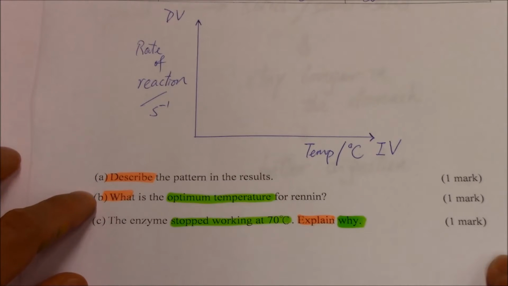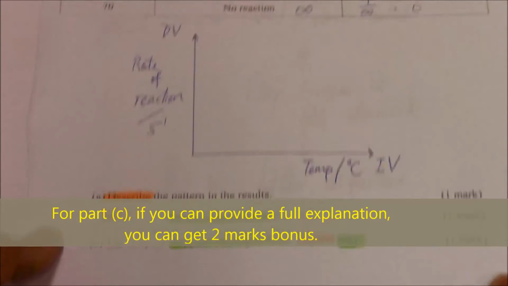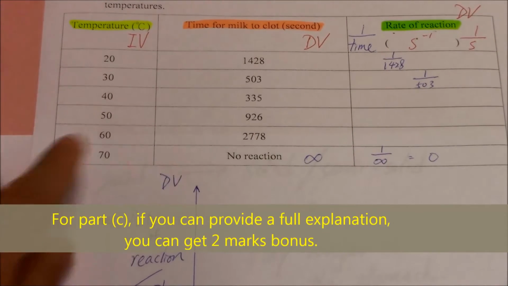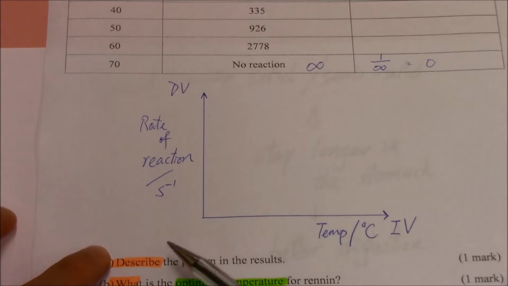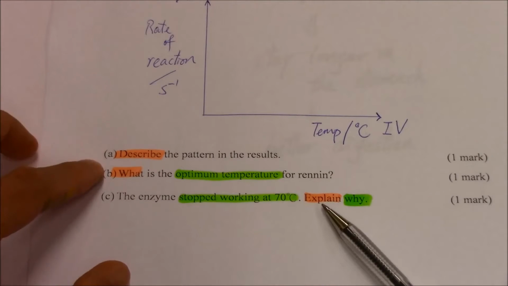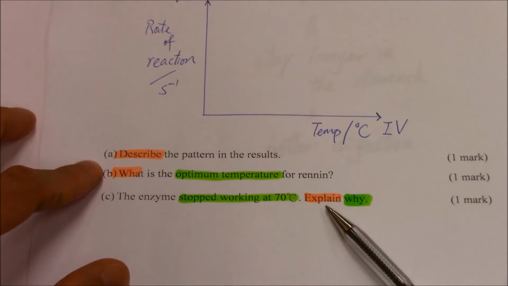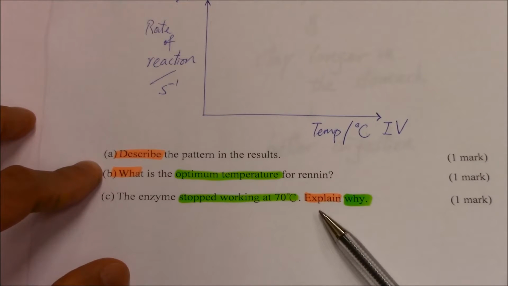And what is the optimum temperature for renin? And part C, the enzyme stops working at 70 degrees Celsius, no reaction at all. Explain why. Now beware of the verbs describe, what, and explain. Describe, what, and explain. You need to be careful of the verb. It tells you what you are going to answer.